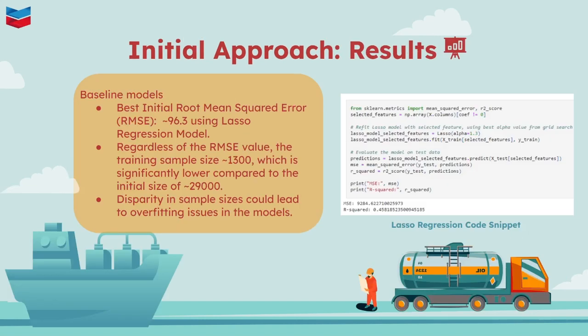After executing the initial approach, shown on the right, we had a baseline model of roughly 96% using lasso regression. Regardless of this 96% model, our sample size was around 1,300, which is a major difference from 29,000. This disparity in sample size could potentially lead to overfitting issues, so we should deal with that.